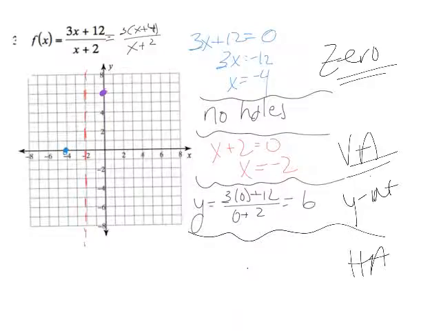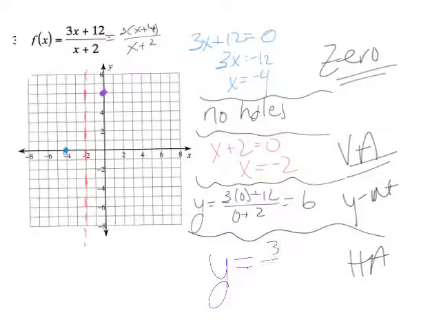And then our horizontal asymptote. We had those different scenarios. This scenario happens to be where I have the same degree. I have x to the first over x to the first. So literally for that asymptote, I'm going to do y equals just my leading coefficients, 3 over 1. So I will have a horizontal asymptote at y equals 3. So you cannot cross there.